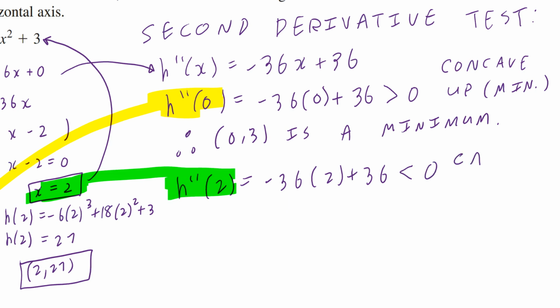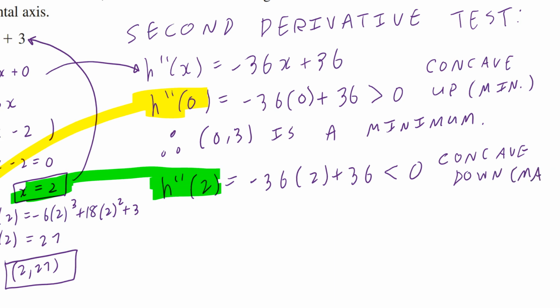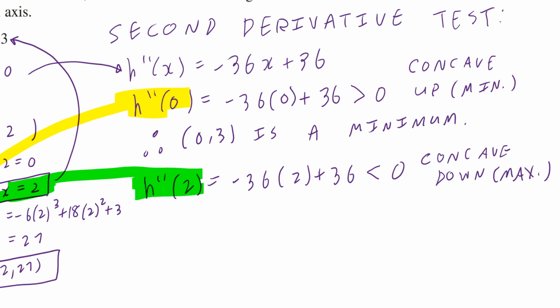Again, the fact that the second derivative is a negative number means this is going to be concave down. And of course, concave down implies it's going to be a maximum. So you could write down, therefore, the critical point (2, 27) is a maximum.